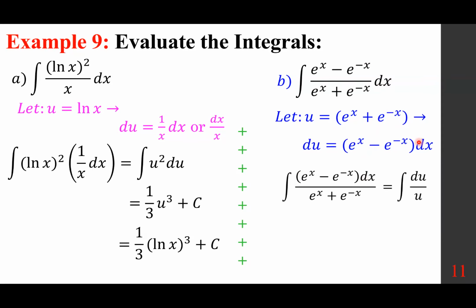Now the top is this. And the integral of du over u, we know the answer is ln u in an absolute value. And replace the u with e to the power of x plus e to the power of minus x. And you can lose the absolute value, by the way, because it's always positive, but either way is fine.